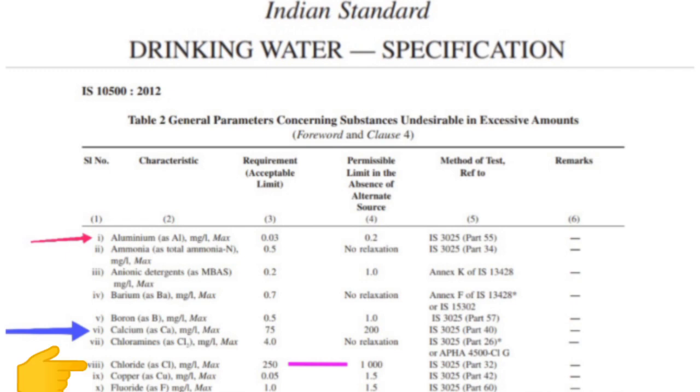Next you have to remember chloride, because it has been asked several times, in option number 8 which is given. 250 milligram per liter is the acceptable limit, and 1000 milligram per liter is the limit in the permissible range. I will upload this in the Telegram group, as I will upload the NAAQ standards for air.